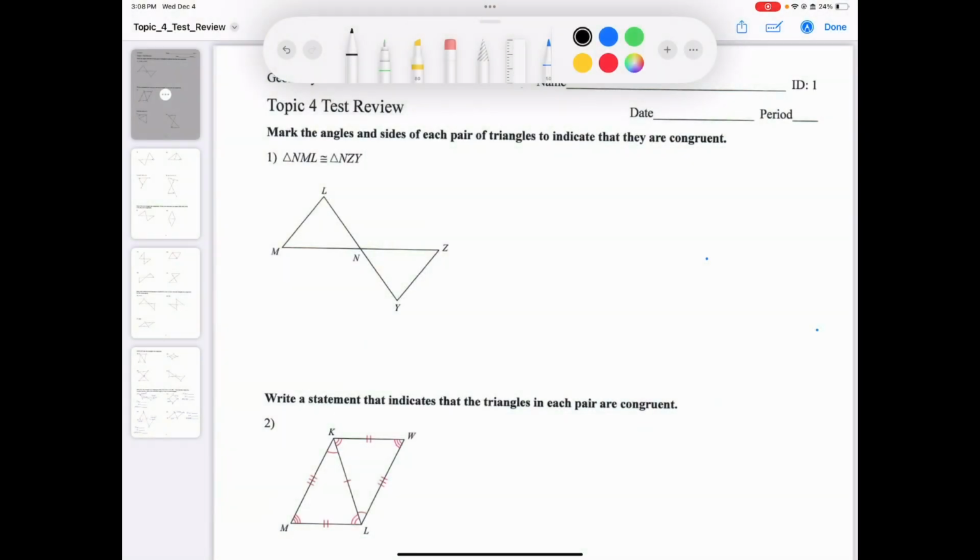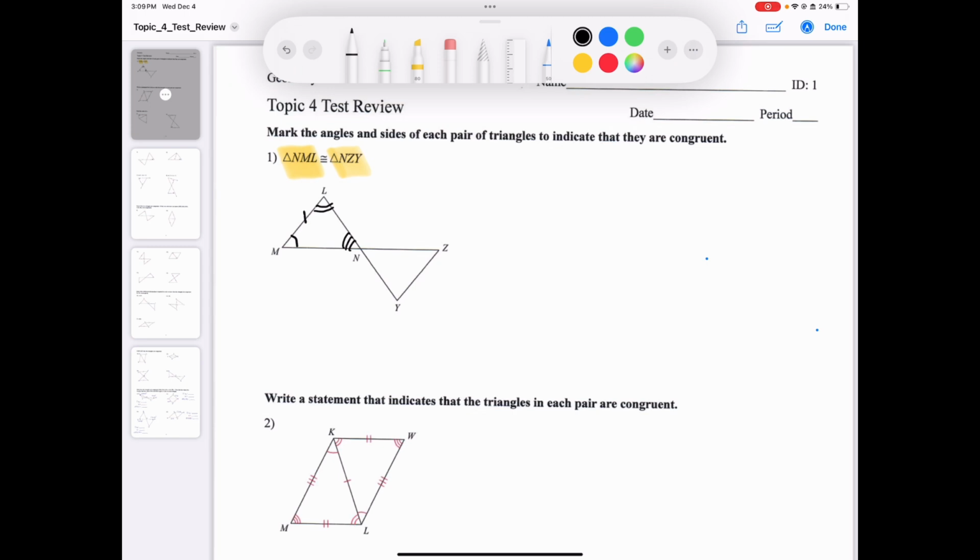Okay, so I'm going to go over the test review for topic 4. First direction says mark the angles inside of each pair of triangles to indicate that they are congruent. And so we're given that NLM is congruent to NZY. So if I mark the angles, I'm going to start with just marking these, the 1, 2, and 3.